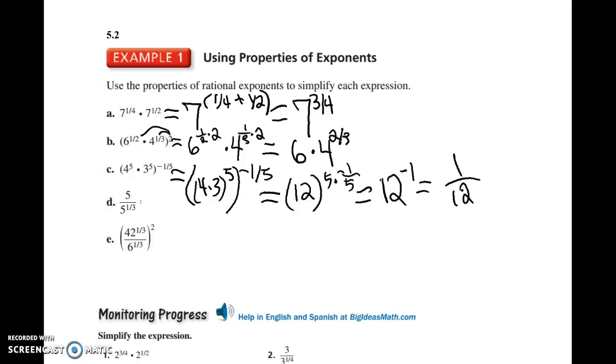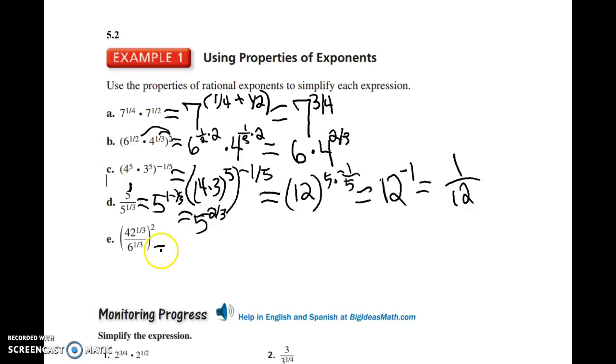Looking at part D, I'm going to say this is 5 to the first over 5 to the 1/3. So 1 minus 1/3 is going to be my exponent. I'm running out of room here. So this would just be 5 to the, let's see, 1 minus 1/3 is 2/3. And that would be our final answer there.